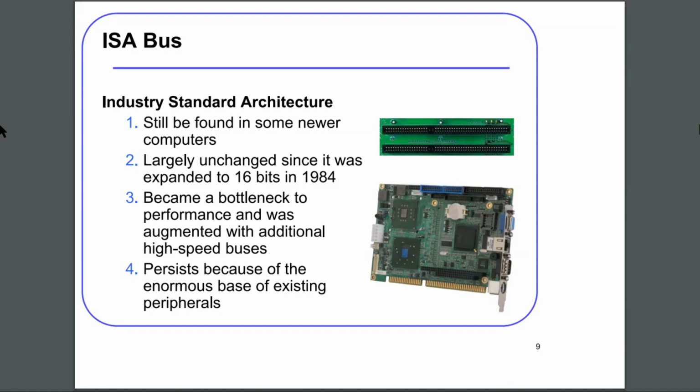So let's move to the next slide. In this slide we can check the Industry Standard Architecture, ISA, bus structure. It can still be found in some newer computers, largely unchanged since it was expanded to 16 bits in 1984. It became a bottleneck to performance and was augmented with additional high-speed buses, but persists because of the enormous base of existing peripherals.